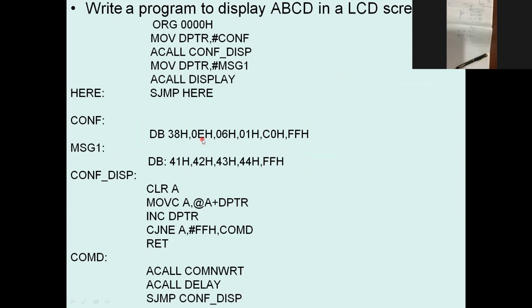Similarly, for 0E there is another meaning, 06 has another meaning, 01 has another meaning, C0 has another meaning, and FF must be in every line. Why? When I go into the program, you will be able to understand. Move DPTR, config. So whatever the address of this line is, it should be automatically stored in the DPTR register, right? Call config display means jump from this line to that line. So config is presently located at what?